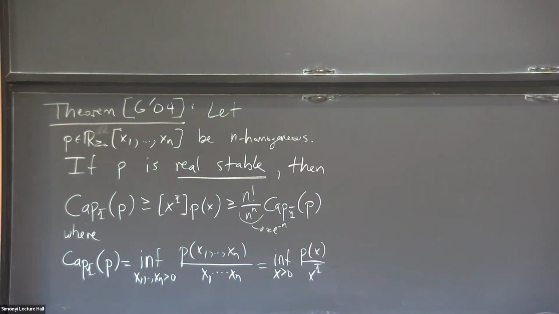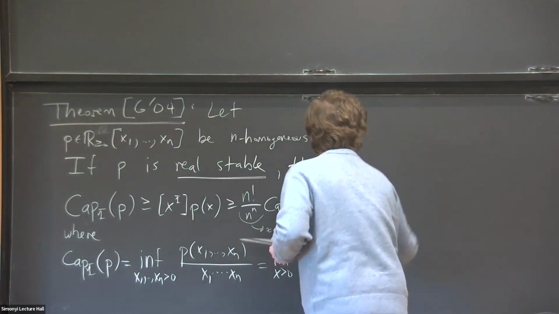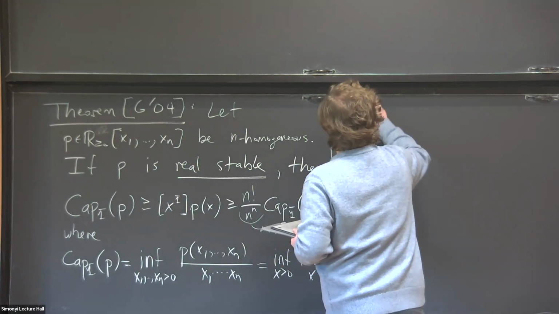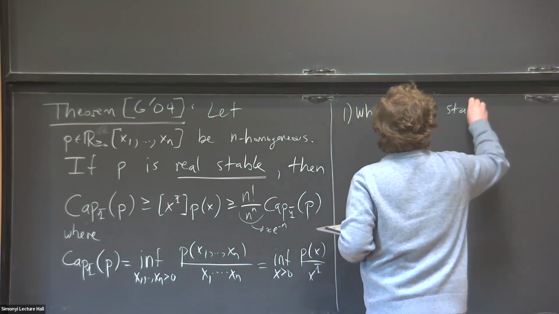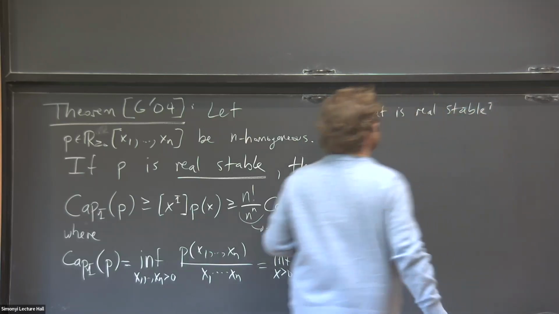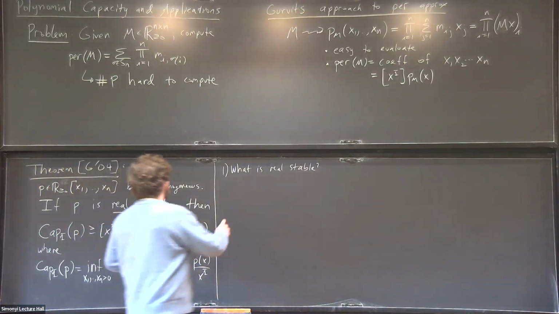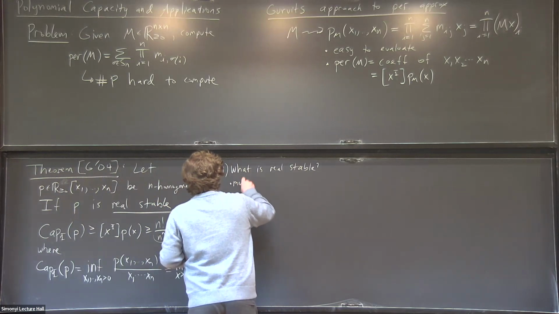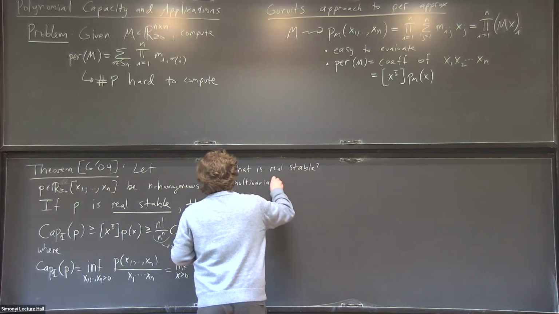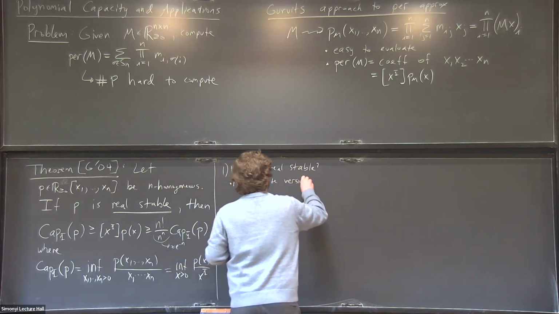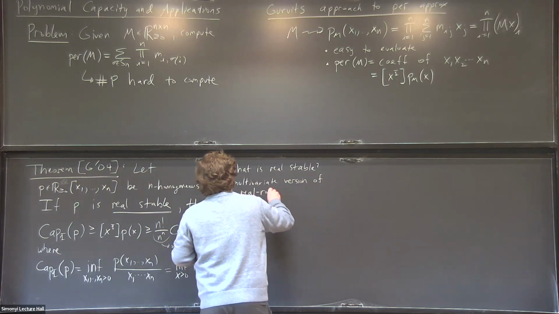So now we need to answer some questions though. First of all, what does this real stable mean? Okay, there's a lot to say here, but I'm going to try to give you some high points. Okay. So at the end of the day, what this sort of is a multivariate version of real rootedness.